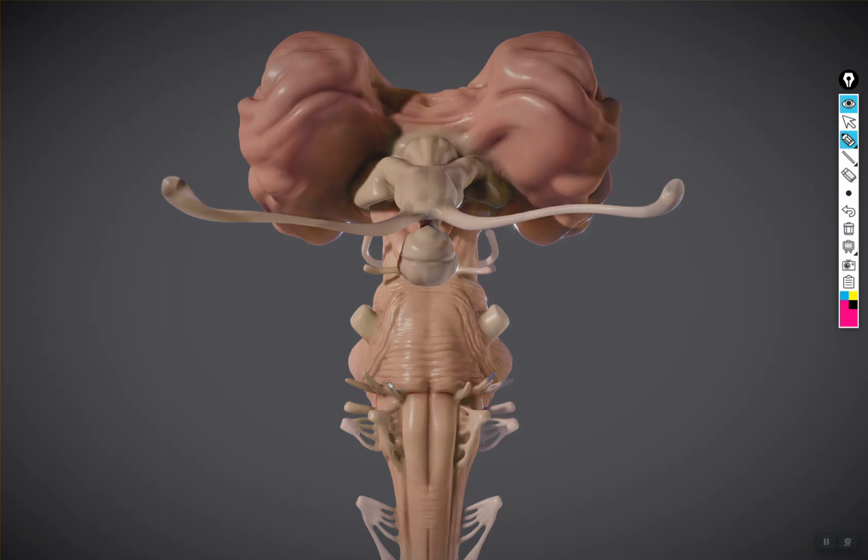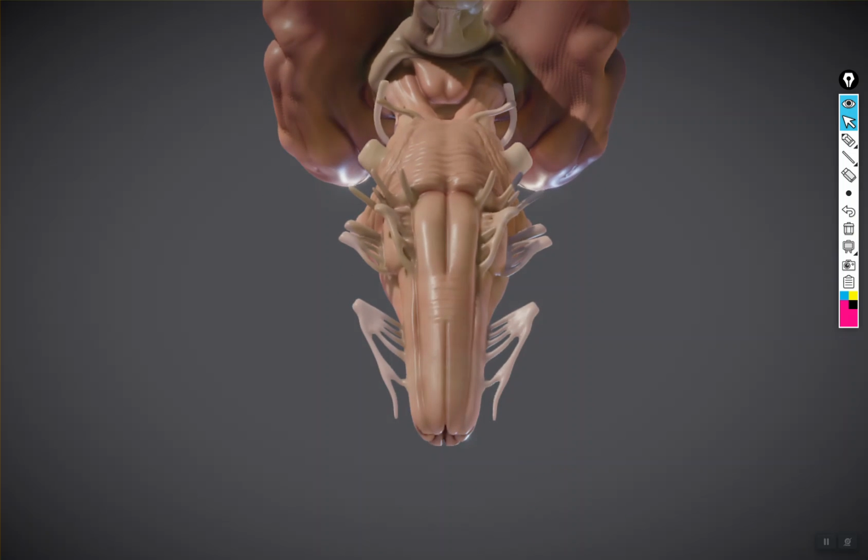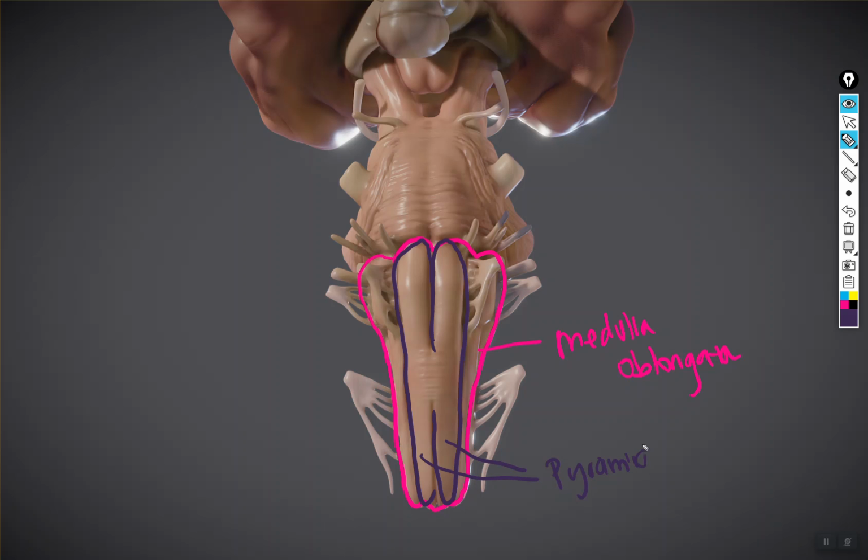And then inferior-most in this particular model, we have the medulla oblongata, which I'll outline. There. And then anteriorly on the front of the medulla oblongata, we've got these two baseball bat-like structures, which are the pyramids of the medulla. So the medulla and the pons work together to coordinate those basic body functions.